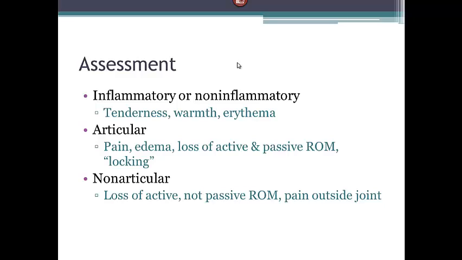How do you know if it's inflammatory or non-inflammatory? So basically, touch the joint. If you have any tenderness, warmth, or erythema, it's most of the time inflammatory. Is it articular? Is it associated with active or passive range of movement? Do I have pain or edema associated with it? Do you have locking? Non-articular: you have loss of active, not passive range of motion, and you have pain outside of the joint as well.